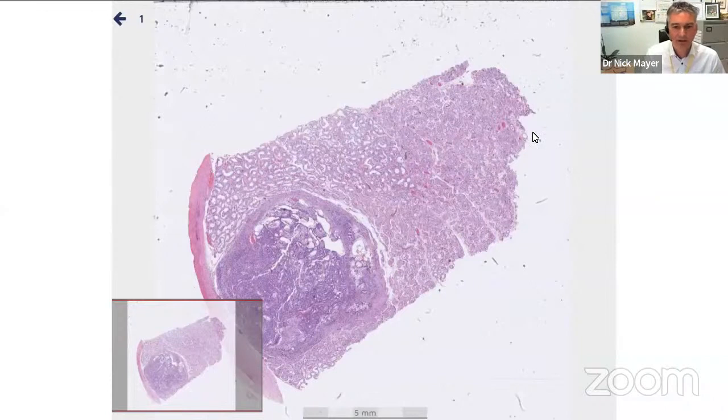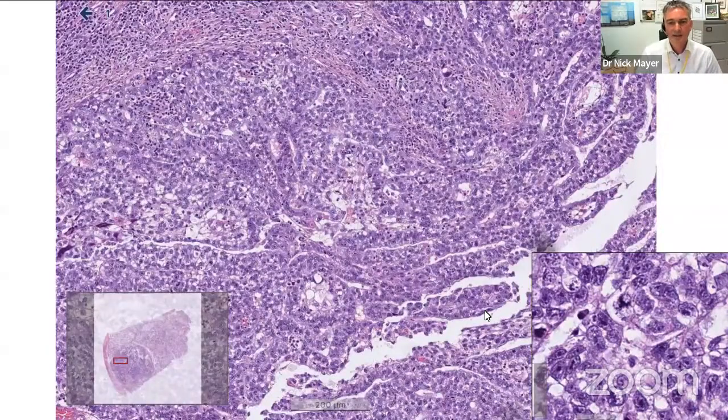So this is a low power shot. That's the entire tumor. A lot of it looked like this, with a tubuloglandular morphology, and the inset here shows the cytomorphology. So really kind of anaplastic looking cells with very big nucleoli, which are overlapping in areas.